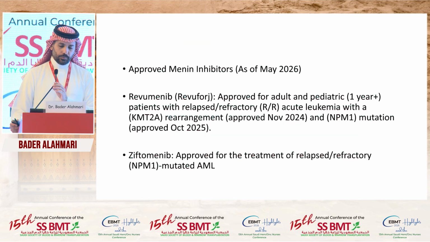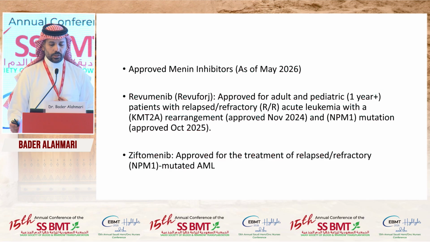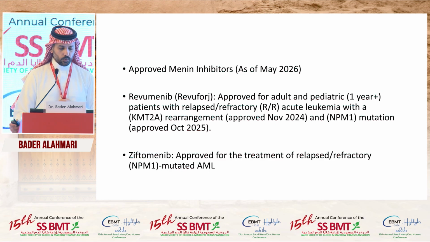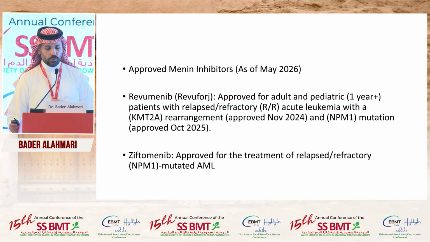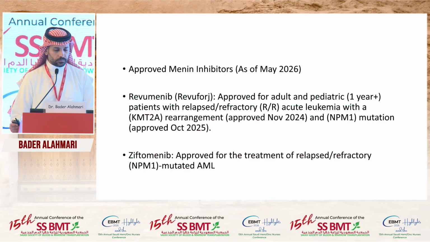So far, up to date, there are 2 Menin inhibitors that are US FDA approved. We have revumenib, approved in 2024, initially for any KMT2 rearranged leukemia in general, including the pediatric population, and subsequently it was approved for NPM1 positive acute myeloid leukemia. Ziftomenib is another agent that is approved only for relapsed refractory NPM1 mutated acute myeloid leukemia as a monotherapy. So we have two agents.